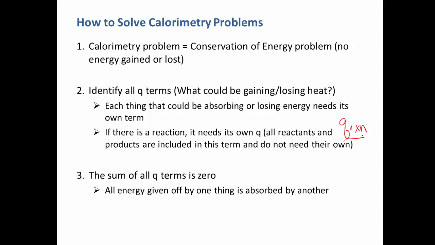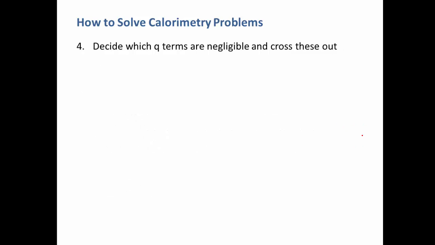Finally, we add up all of these Q terms and they equal 0, because the energy coming from one Q term is going to be absorbed by another. So they would be equal and opposite in charge. The next thing we do is decide if there are any Q terms that are negligible. Negligible means that it's small enough that it's really not going to affect our calculations.